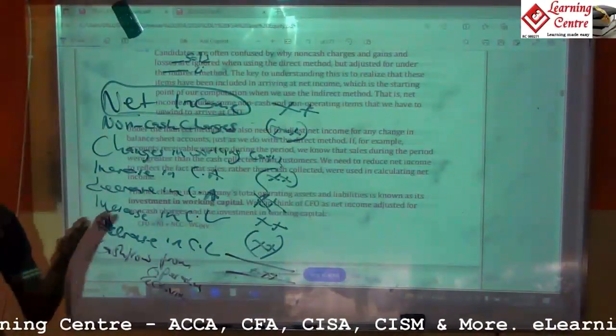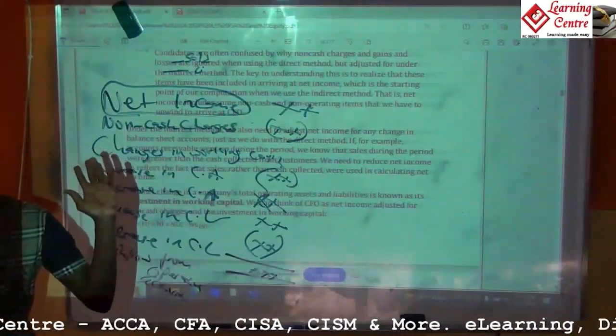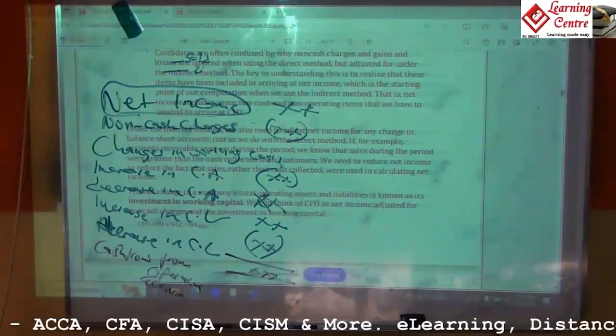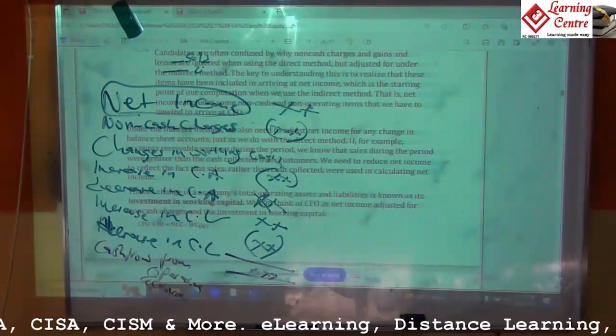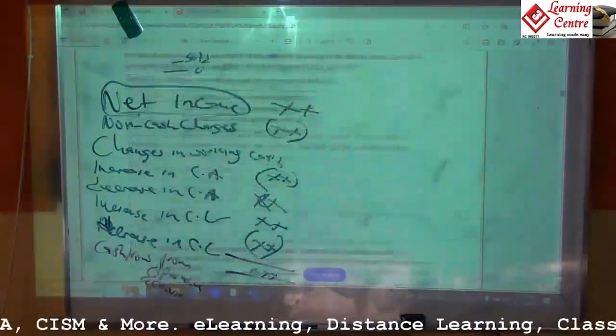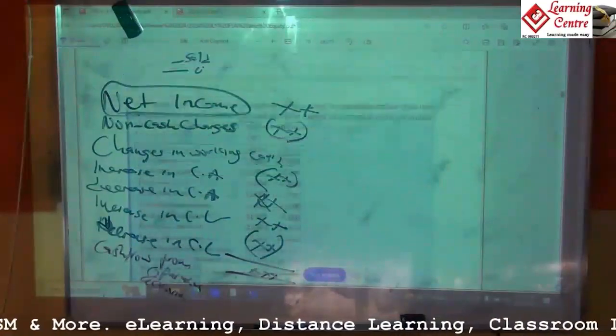So that's what you mention between direct and indirect. So let's go into investing and financing activities.